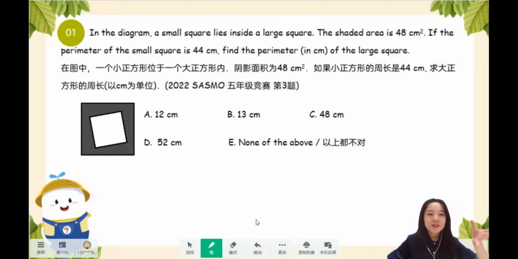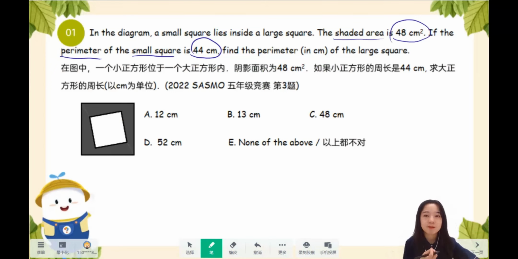First, in a diagram, a small square lies inside a large square. The shaded area is 48 square centimeters, and we know the perimeter of the small square is 44 centimeters. So find the perimeter of the large square. Now let's get started with the question.